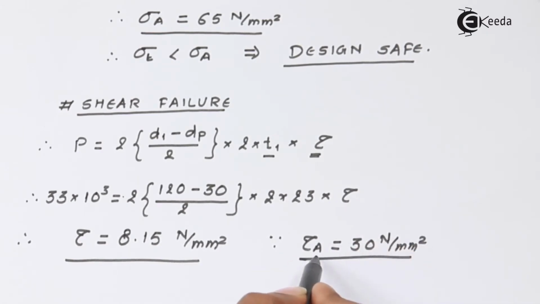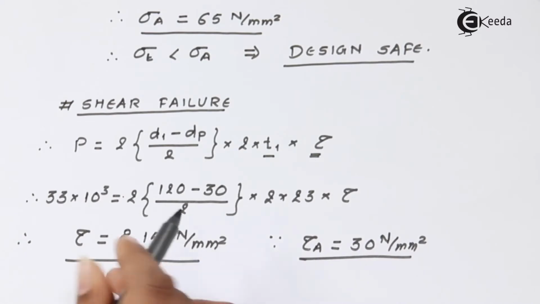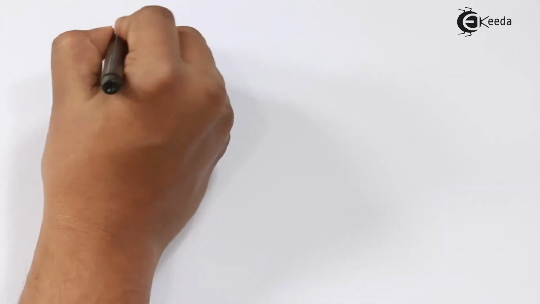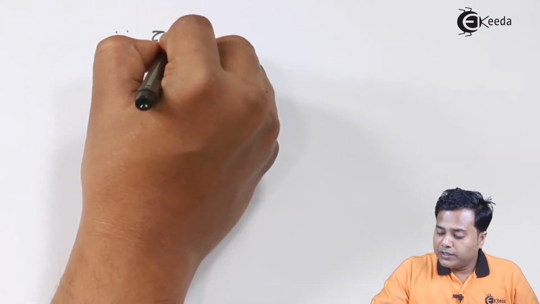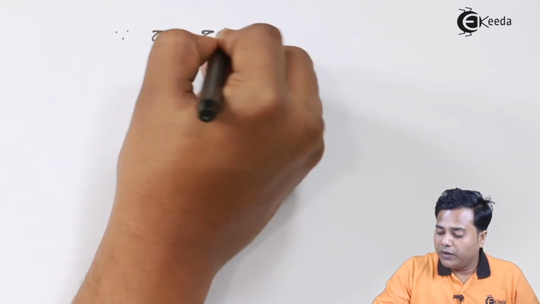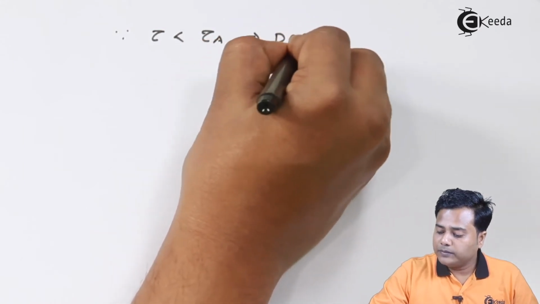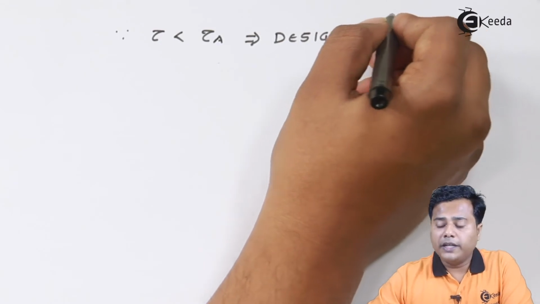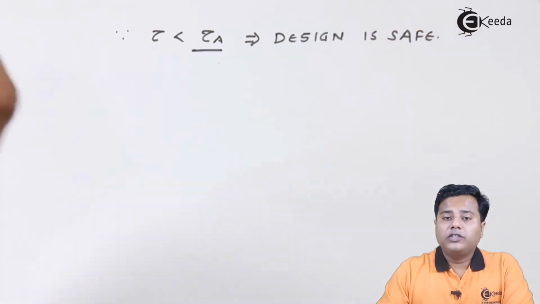So can I say the allowable value is much greater than the induced value? Yes, and that's why this design is also going to be safe. Since tau induced is much smaller than tau allowable, the design is safe. Now so far this design of forked end is safe in tension as well as in shear.